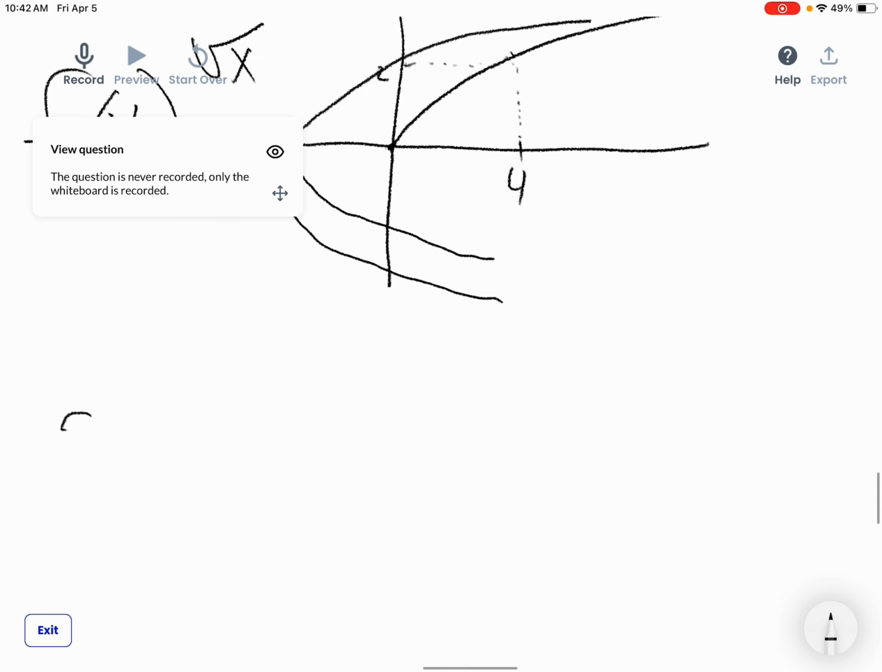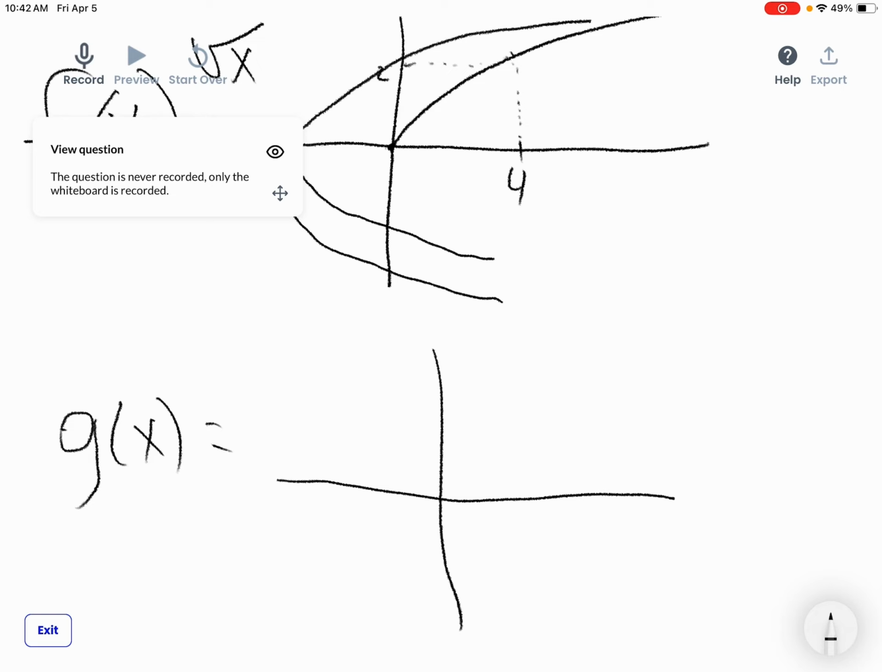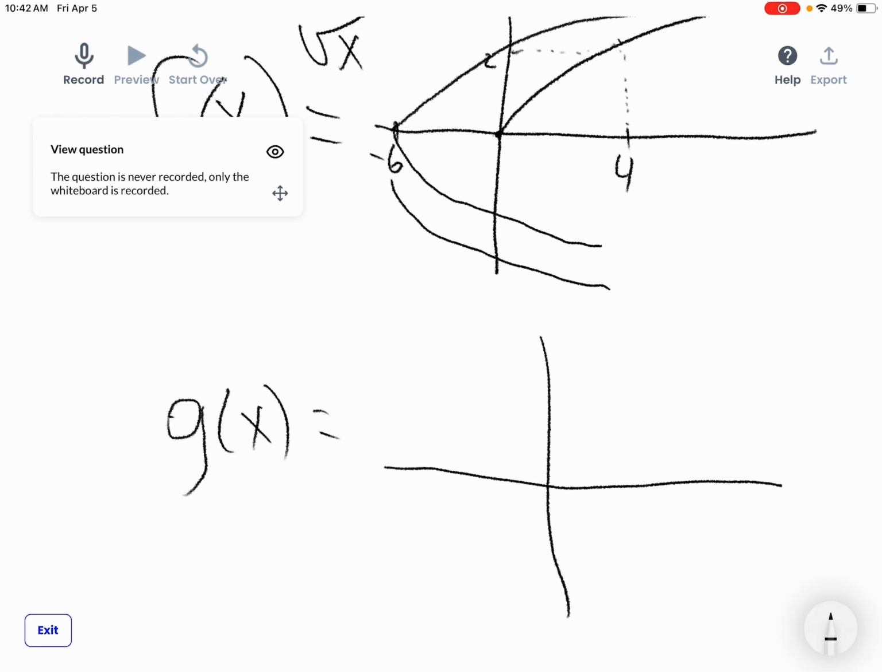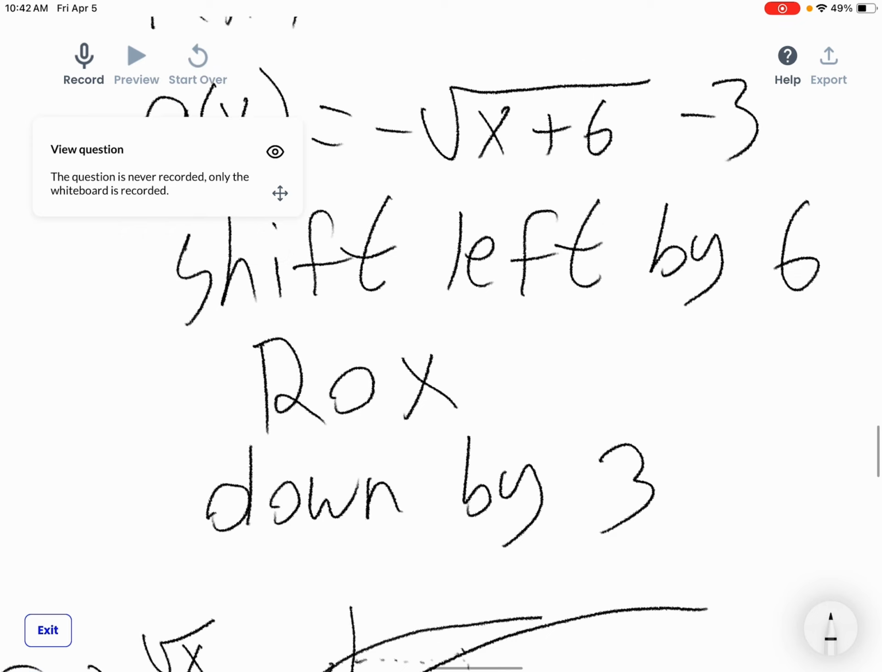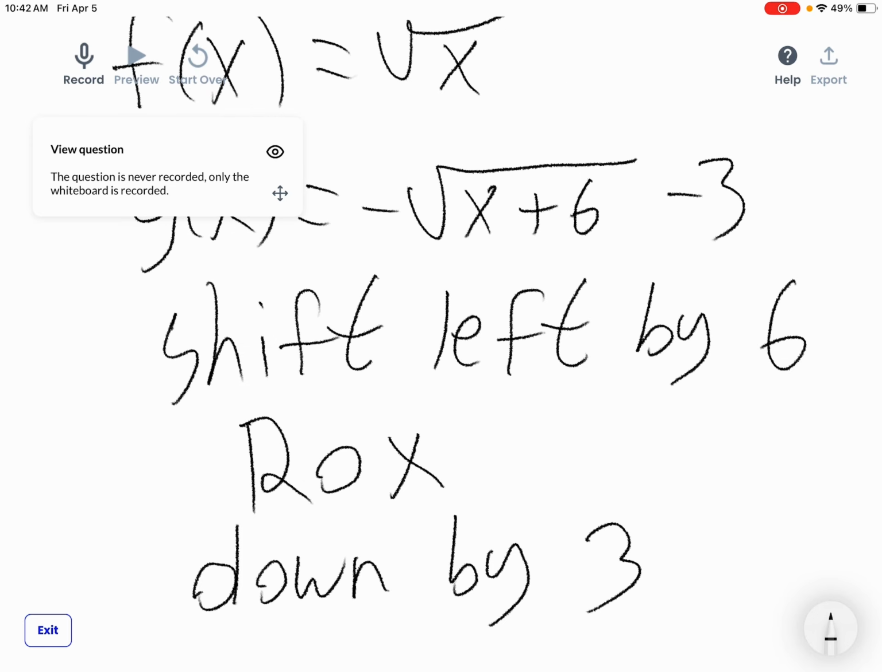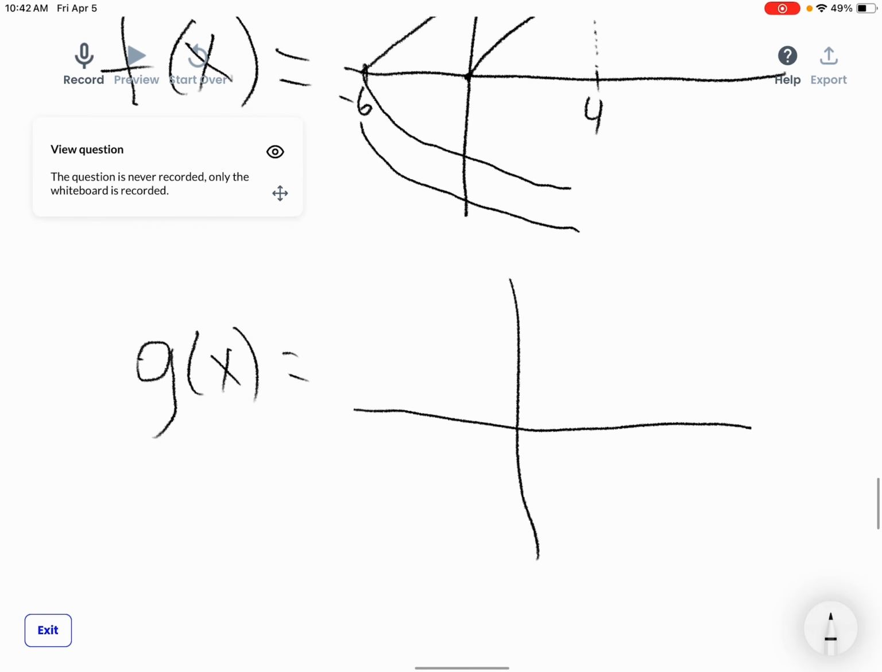So therefore, the graph of g of x would look like, we go, again, left by 6, and then reflect over the x-axis and down by 3, and we end up with a graph that's going to look something like so. All right, so there's a quick sketch of the graph of g of x.